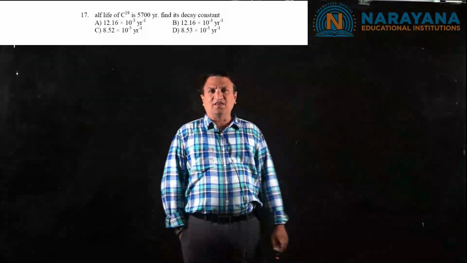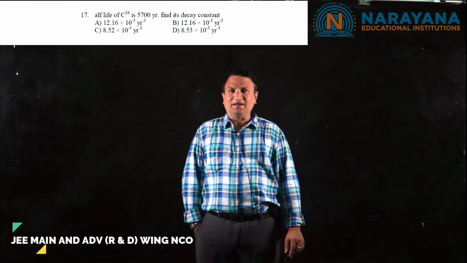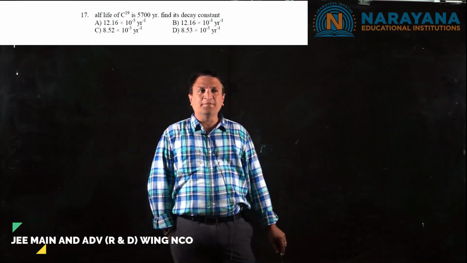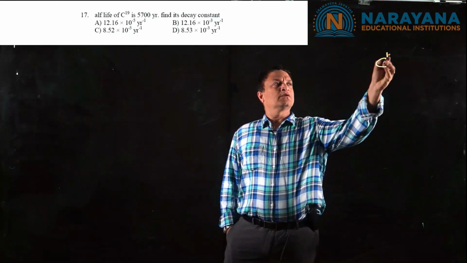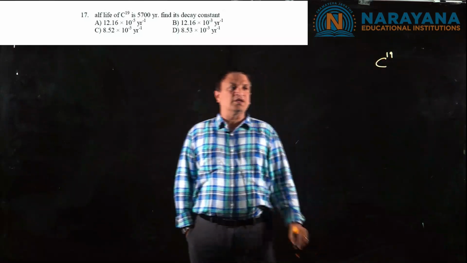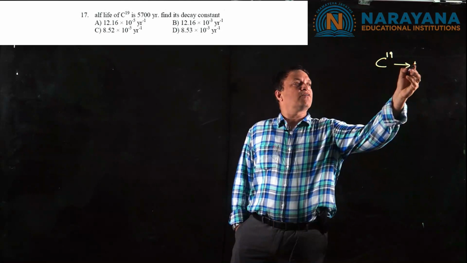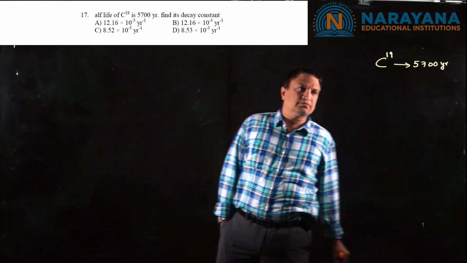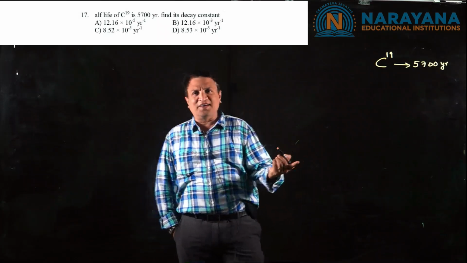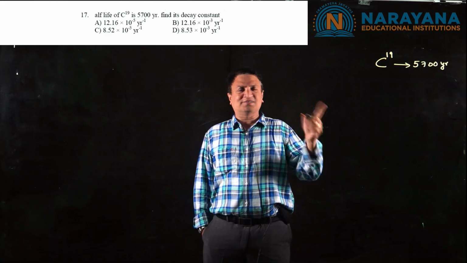This is the question given from nuclear physics, that too radioactive decay area. It was given that C-14 is having a half-life of 5700 years. They are asking the decay constant. It's a very simple question.